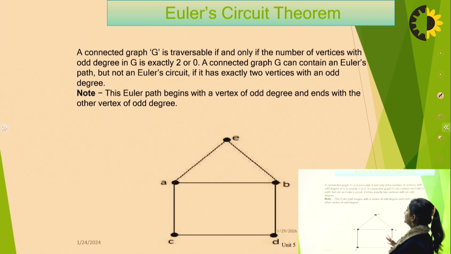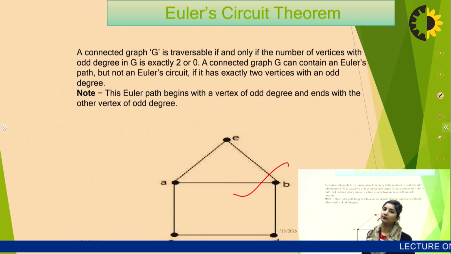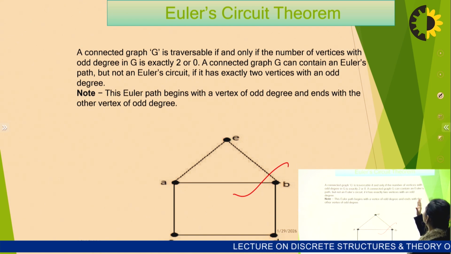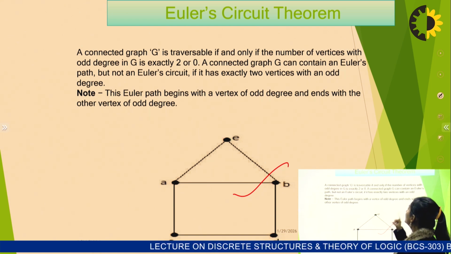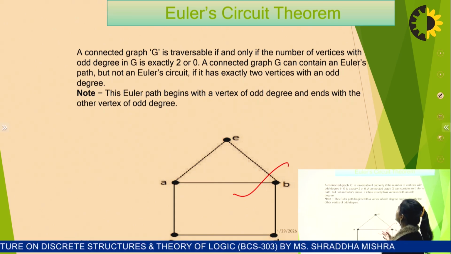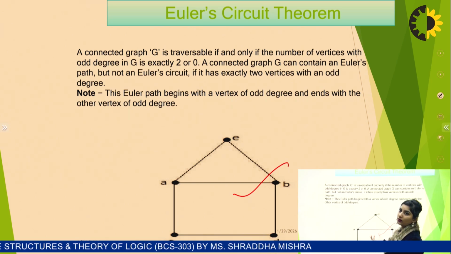Okay, Euler circuit theorem. A connected graph G is traversable if and only if the number of vertices with odd degree in G is exactly 2 or 0. A connected graph G can contain a Euler path but not a Euler circuit if it has exactly 2 vertices with an odd degree. So, here's a short trick. If you have an odd degree vertex, it can never be a Euler circuit. So, if there are 2 vertices which have odd degree, then it might not have a Euler circuit here.